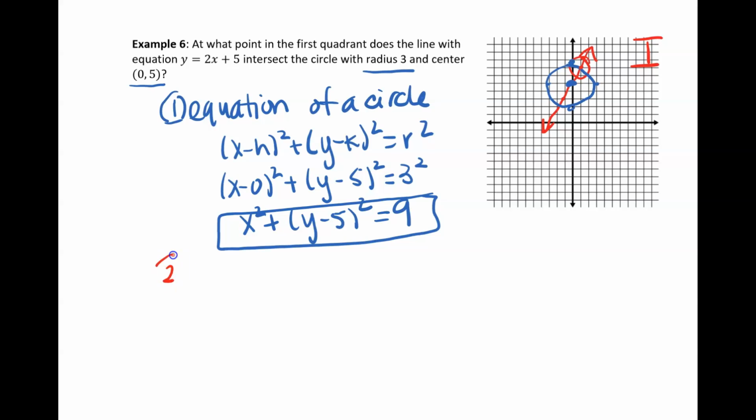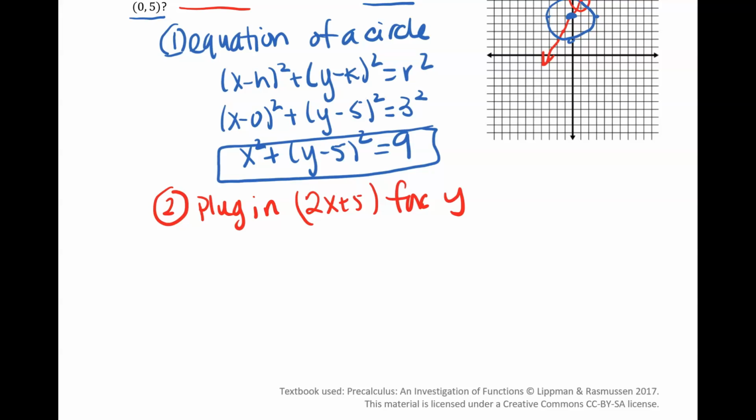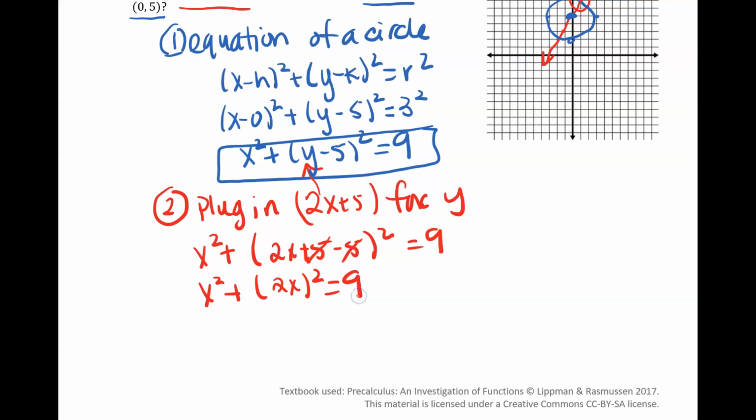And so what we're going to do for step 2 is plug in that 2x plus 5 for y, because we know y is equal to that, and we're going to solve it out from there. So I'm going to take first that equation that I had, and I'm going to plug in this 2x plus 5 right here for y. So that would give me x squared plus (2x plus 5 minus 5) squared equal to 9. So x squared plus, combine that, gives me (2x) squared equal to 9. Go ahead and square it, that gives you x squared plus 4x squared equal to 9.